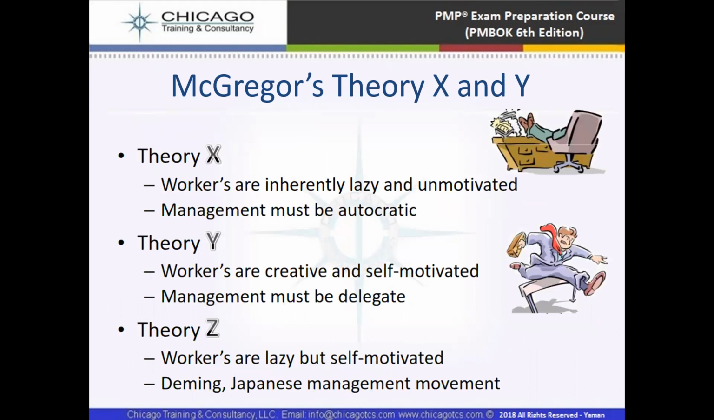This is theory X, where workers are inherently lazy and unmotivated, and management must be autocratic, okay? In theory Y, workers are creative and self-motivated. Management must delegate. Okay, and in theory Z, workers are loyal and self-motivated. This is the Deming or Japanese management movement.